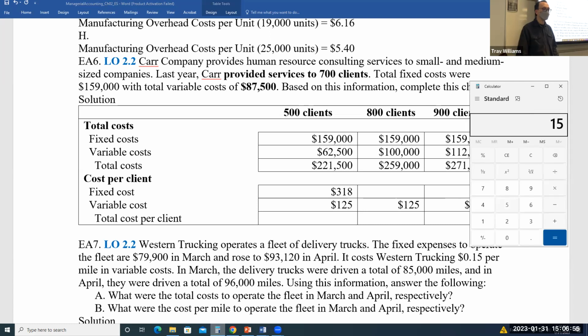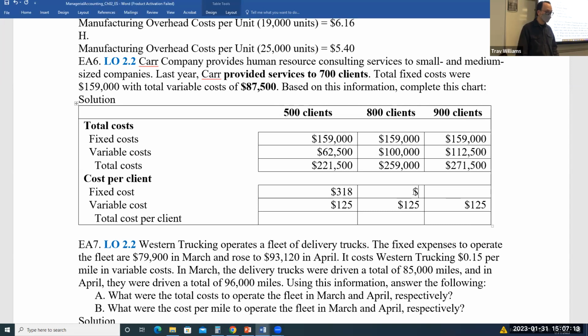And we do total fixed cost divided by 800 clients. We're going to round this off. Usually the instructions tell you if you're supposed to round it off. I just happen to know in this case that's what they want us to do. So we're going to call that $199.